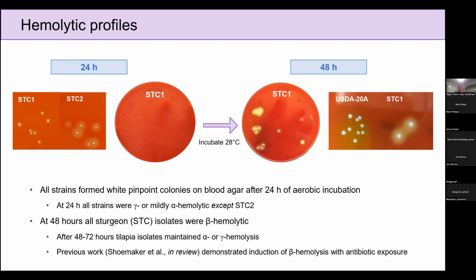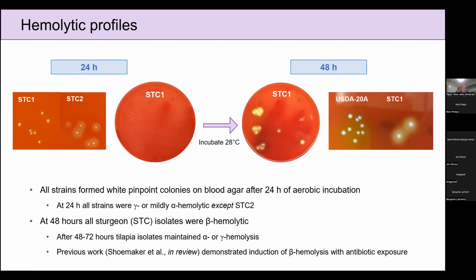The sturgeon isolates were kind of interesting in that all of them except for one isolate, STC2, started out as non or alpha hemolytic at 24 hours and then had very strong beta hemolysis by 48 hours. Whereas our tilapia strains stayed either consistently alpha hemolytic or non-hemolytic over time. Yeah, STC2, I tested it multiple times. It's beta hemolytic from the get-go, more similar to the traditional Equisimilis phenotype.